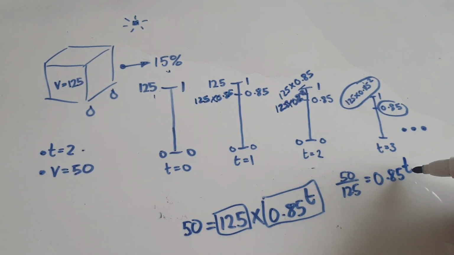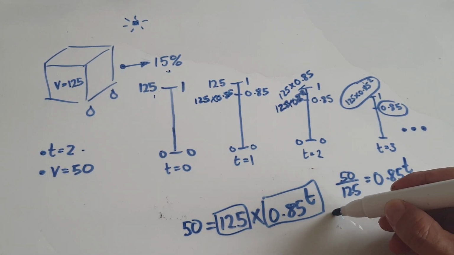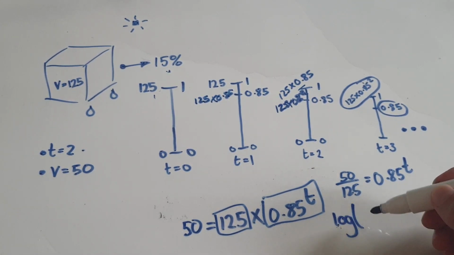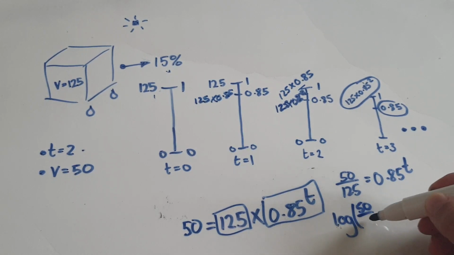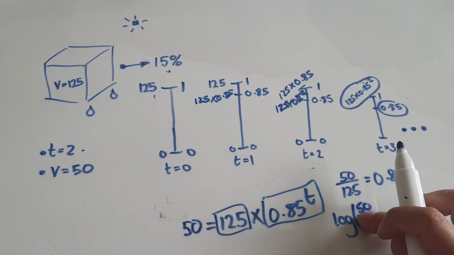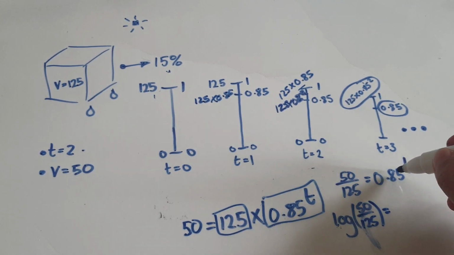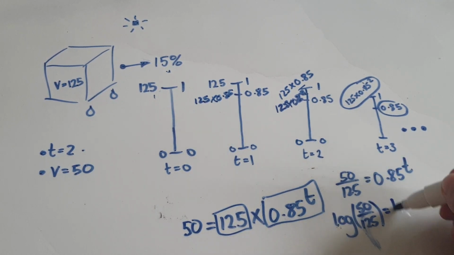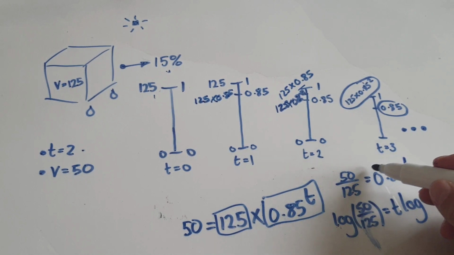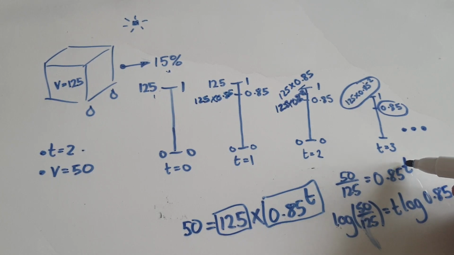You want to get t on its own. So you log both sides. I'm assuming you've done logs in school. Remember, when you log this, the power is able to come down, so it will be t log 0.85. Whenever you log one thing to the power of another thing, the t is able to come down here. I'm expecting you to know this, so that would then be this.